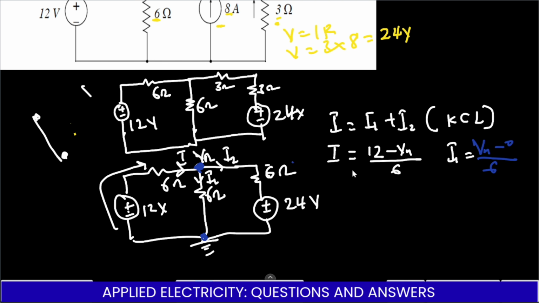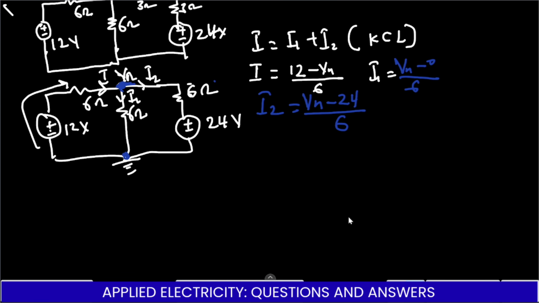Now, let's look at I2. I2 is moving from Vn. That means that Vn is the highest potential. And then along the way, this one will be contributing negatively, so minus 24, all divided by the resistance, which in this case is 6 ohms. So this is basically our equation here.